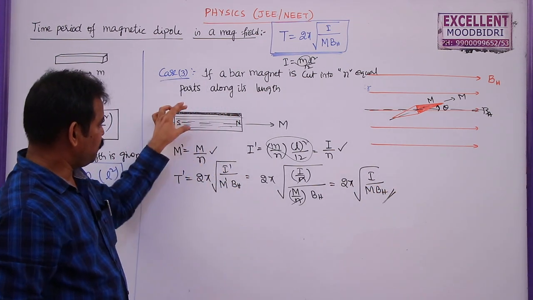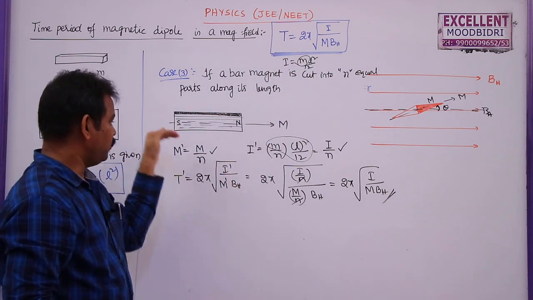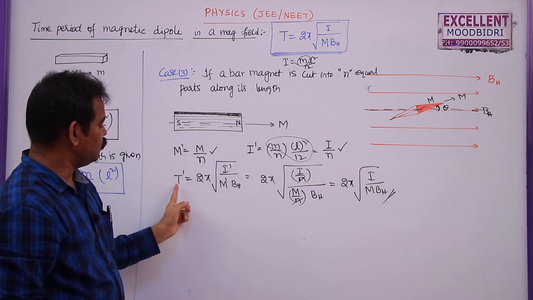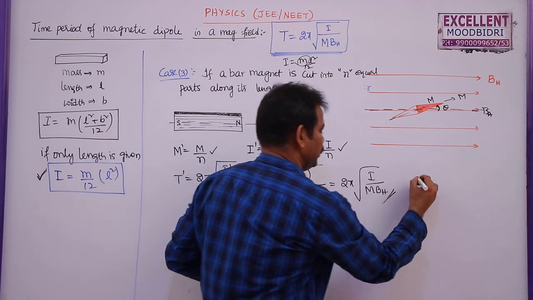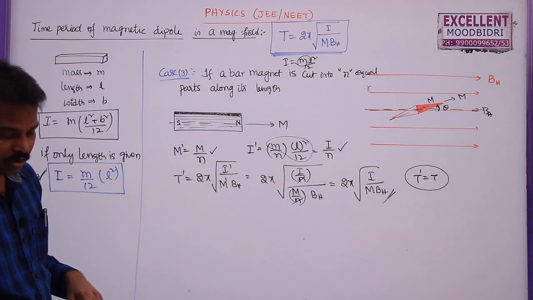Remember, for a complete bar magnet, the time period was 2 pi root I by mBH. When it is cut along its length, parallel to its length, the new time period is also equal to 2 pi root I by mBH. So T dash is equal to T in this case also. Now case 4.